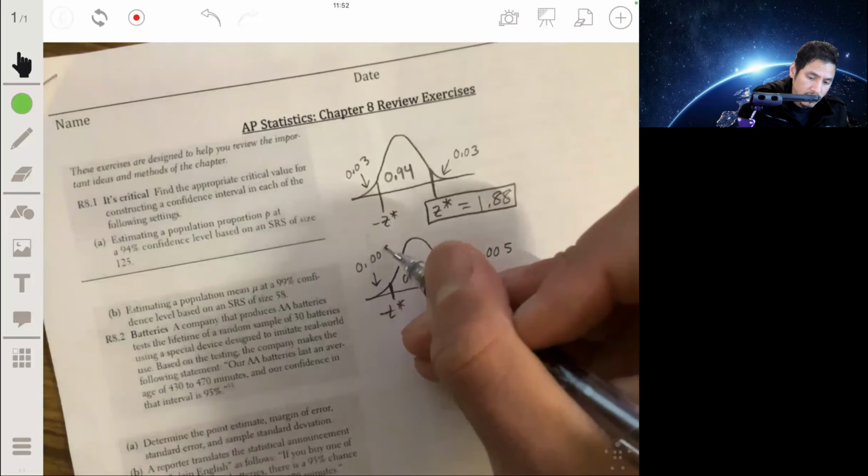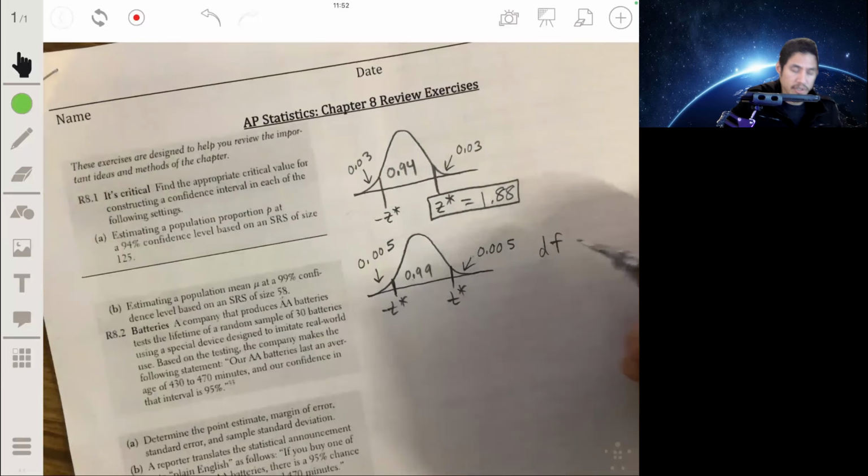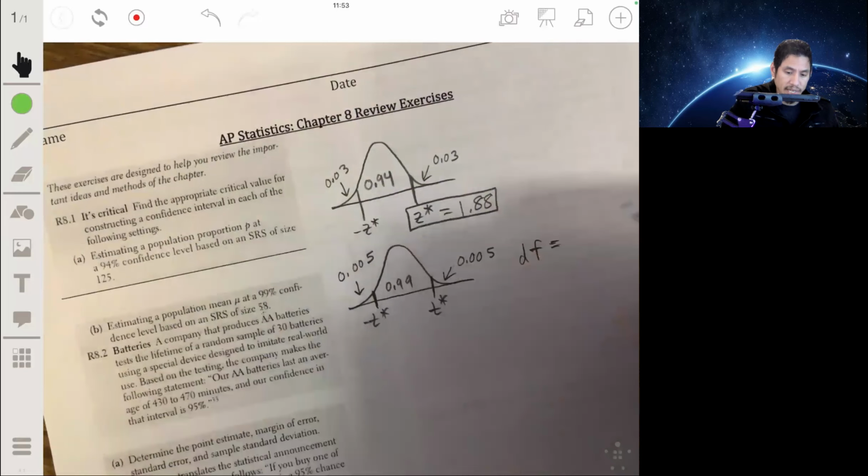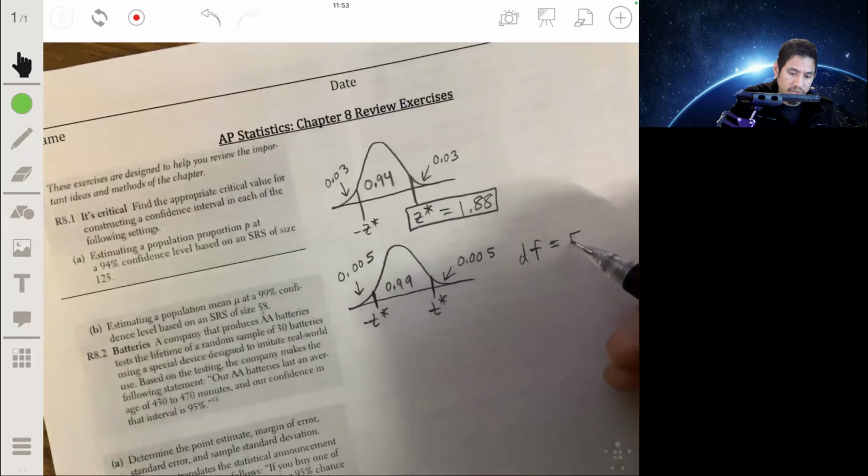That means there's 1% left over, or 0.5% on each side. Now, the other thing we have to take into consideration is our sample size, because we have to figure out our degrees of freedom. That's because every T distribution has a unique shape based on its degrees of freedom, and degrees of freedom will be one less than our sample size. So the sample size is 58, and so our degrees of freedom will be 57.